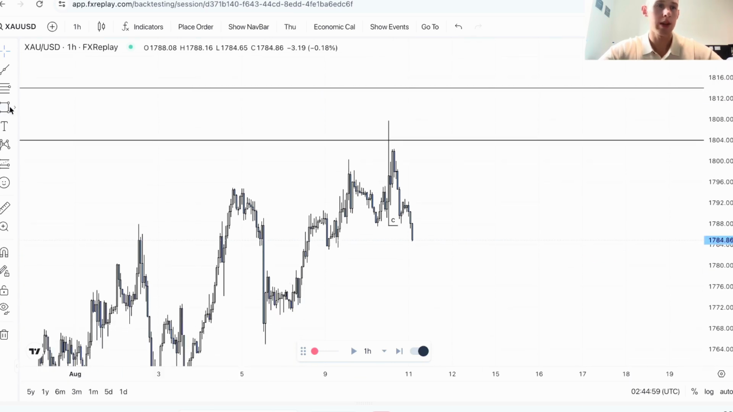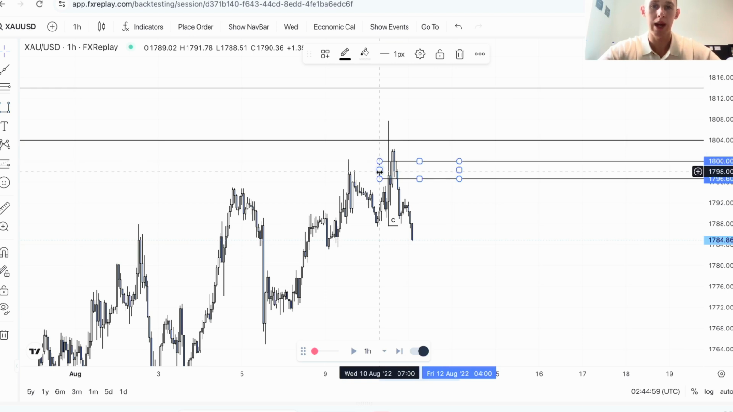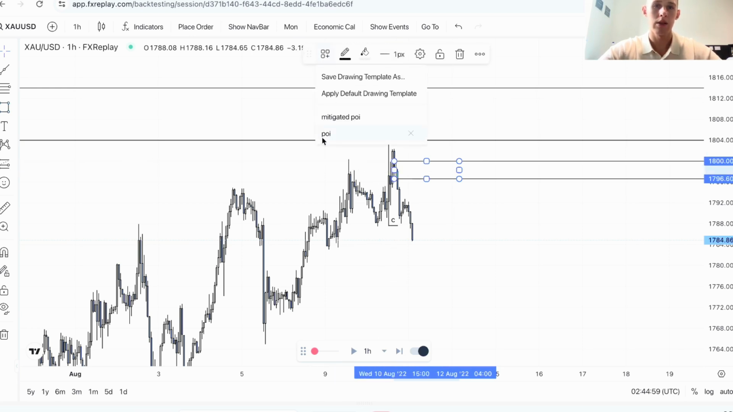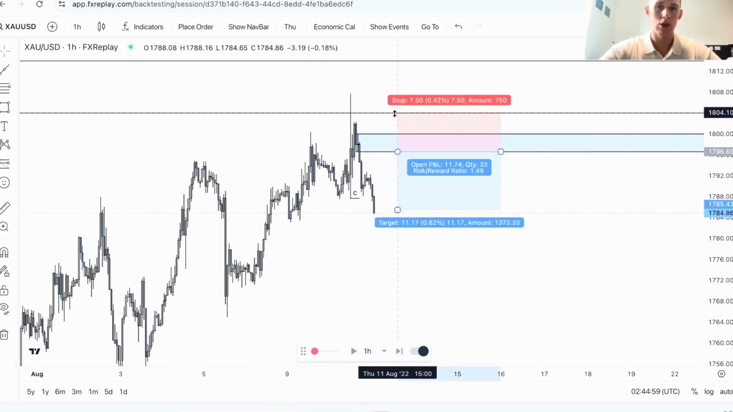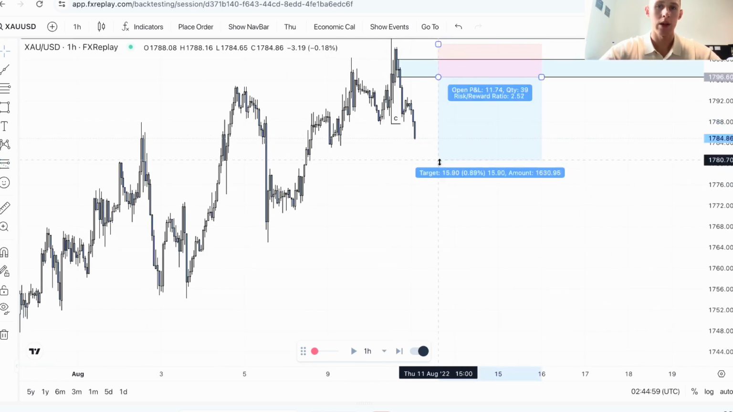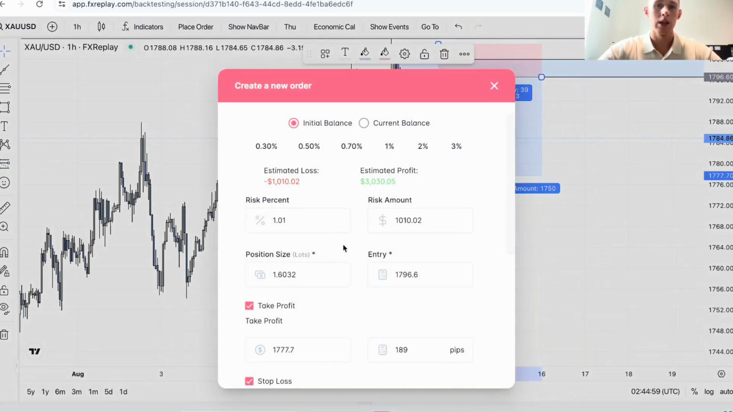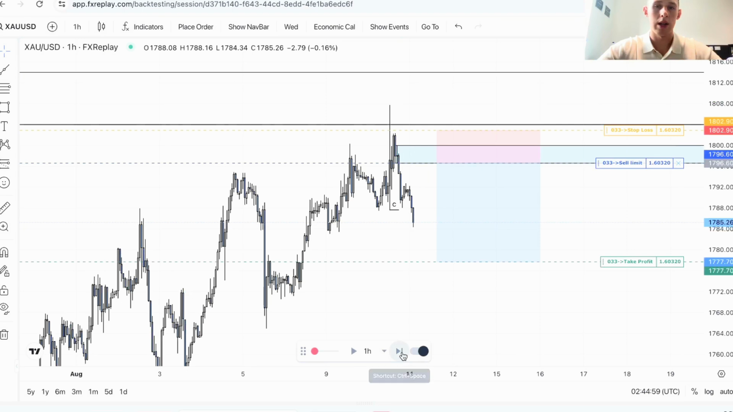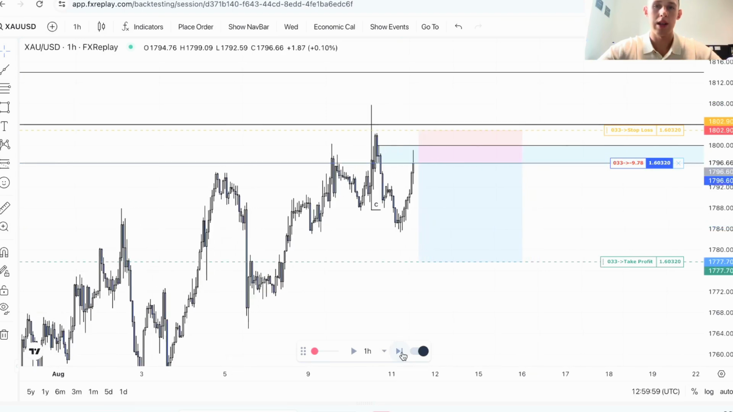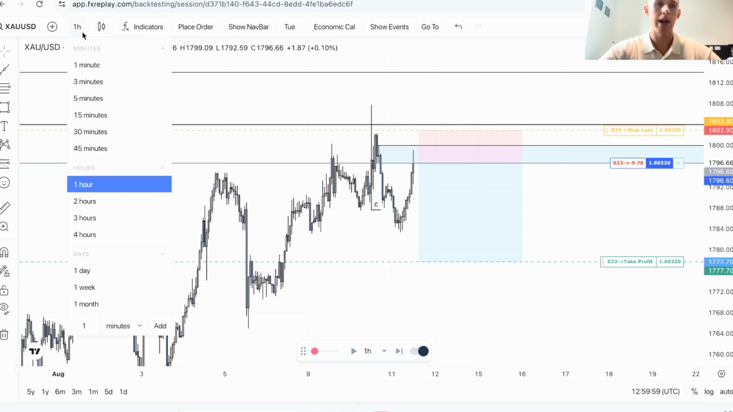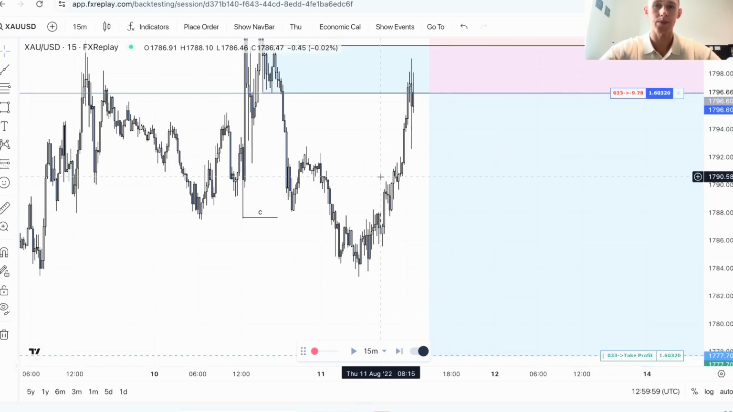Potential entries, we could have this hourly area of supply. And I like this because we've had this sort of inducement below it. It was also left inefficient, so we can look to potentially enter here. Again, a 1 to 3. And if price pulls back into the level, let's see how it reacts lower time frame as well.